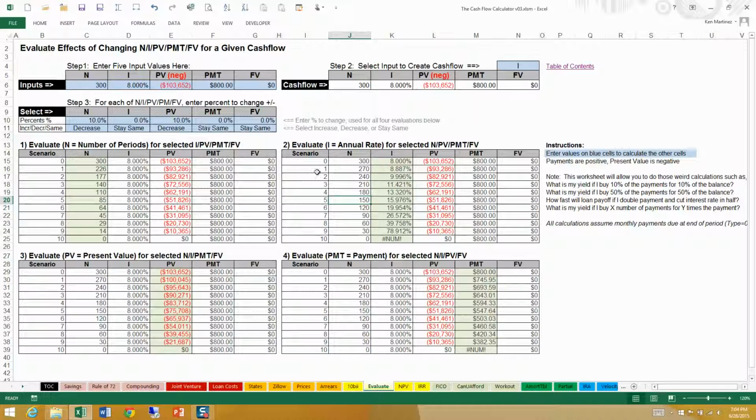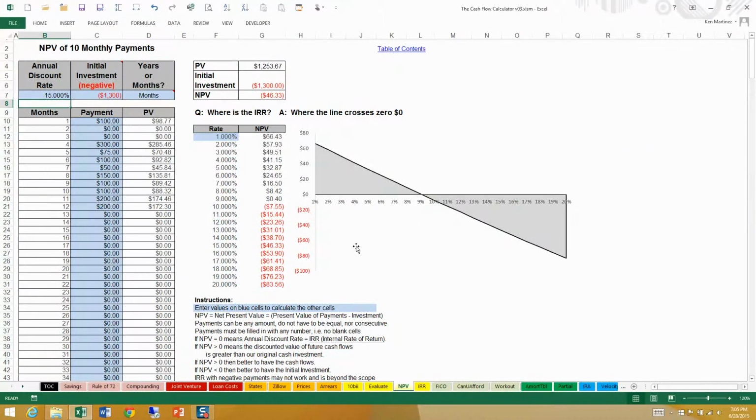Anyhow, so you can run any scenario depending on what you select over here and what area you want to focus on, the payment, and you can pretty much analyze anything you'd ever want to regarding a specific cash flow. The next tab is the net present value.